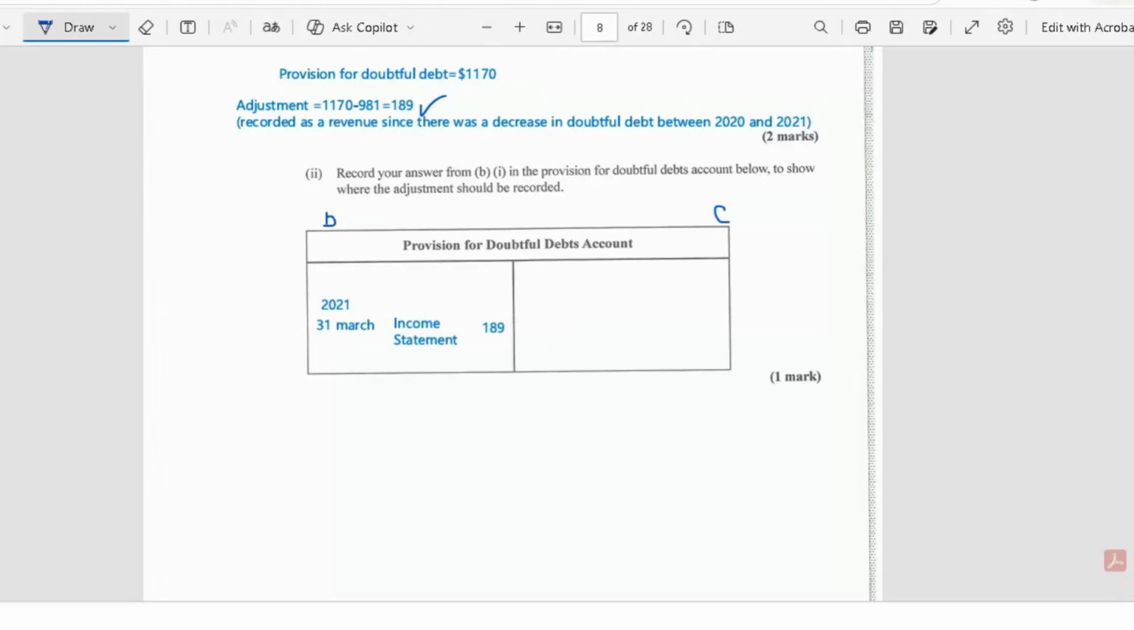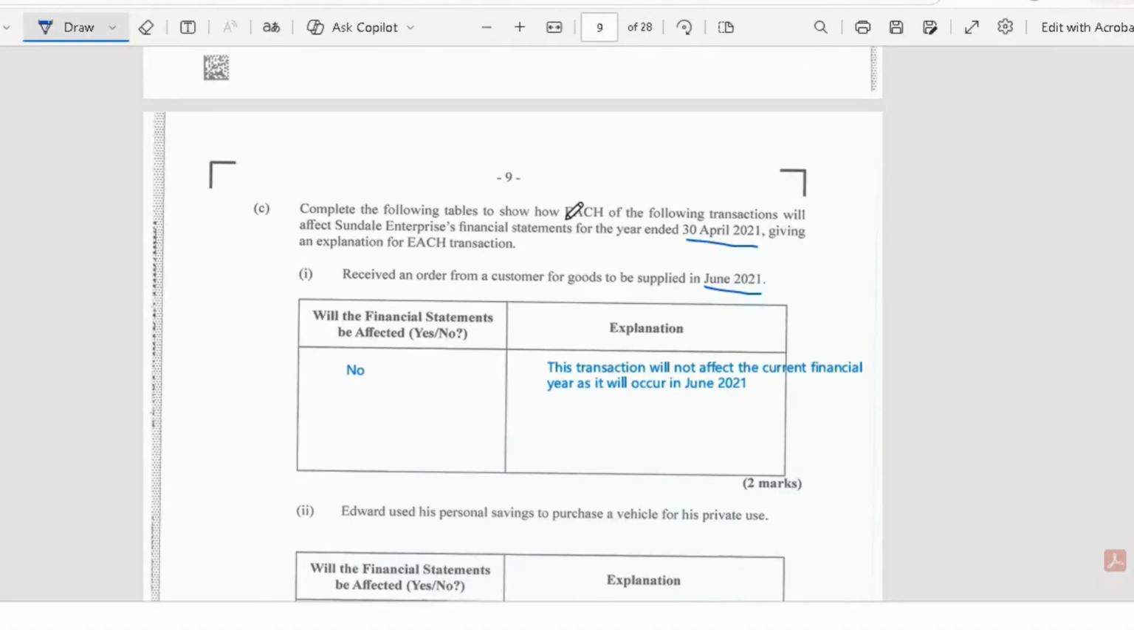Very simple. And it says complete the following tables to show how each of the following transactions will affect Sundell Enterprise's financial statements for the year ended the 30th of April 2021, giving an explanation for each transaction. Number one, received an order from a customer for goods to be supplied in June 2021. Now, this will not affect your financial statements. And why? Because remember that we are doing the statement for the 30th of April 2021. Therefore, we haven't received the goods as yet. So this transaction will take place after the current financial year.